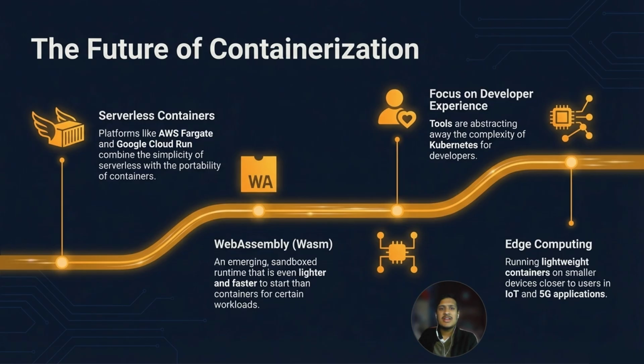Finally, where is this technology heading? The future is evolving rapidly. Serverless containers. Platforms like AWS Fargate and Google Cloud Run combine the simplicity of serverless with the portability of containers, removing the need to manage nodes entirely.